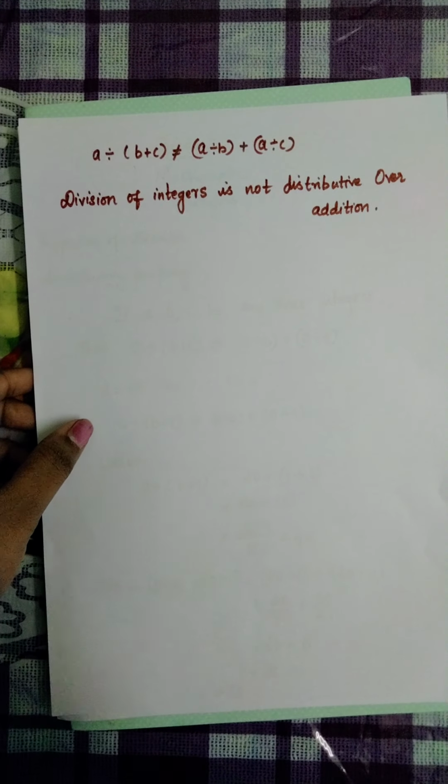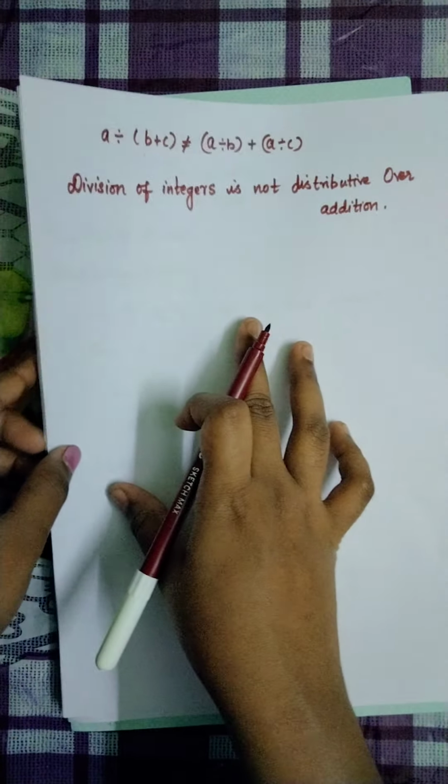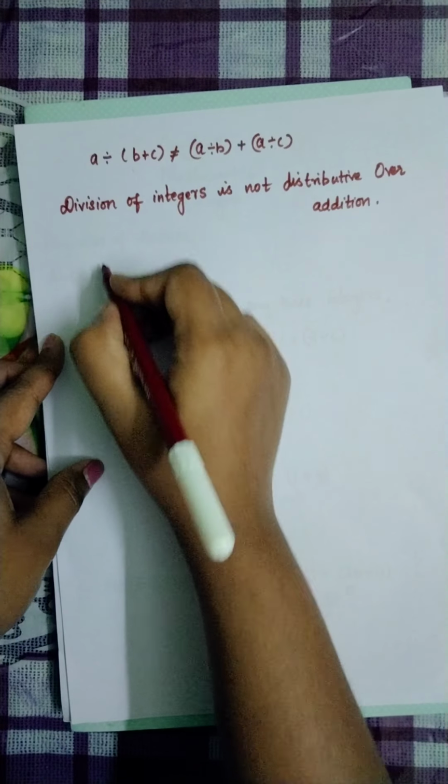Do you all understand? We have seen the condition over addition. Next, we are going to see the condition over subtraction. Okay. For subtraction also, we are going to take any 3 integers.